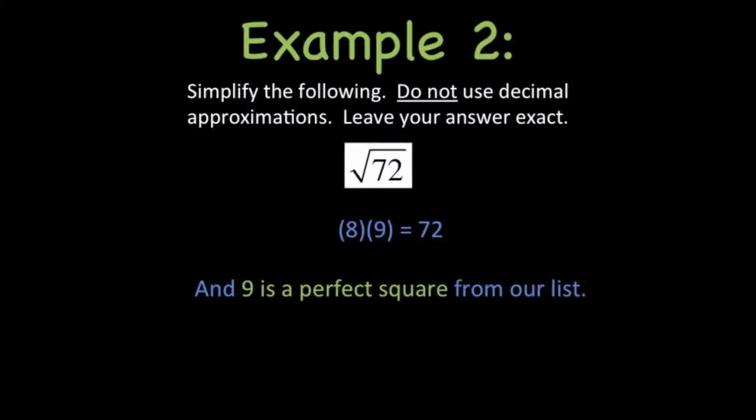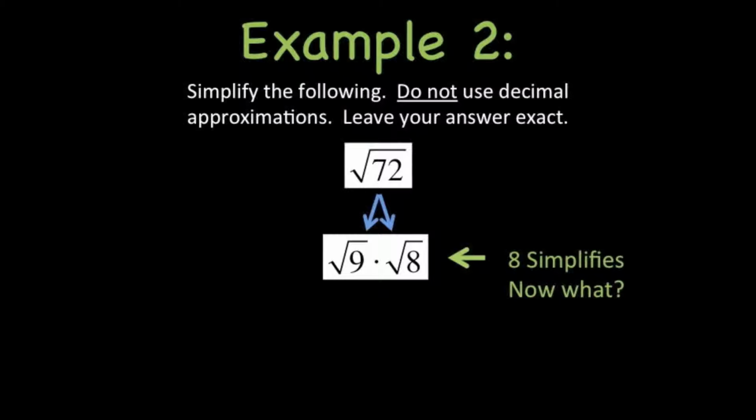But wait a minute though, and think about this. Is there a perfect square that goes into 8? Can't 8 be broken down more? Well, yes, it can, by using the perfect square of 4. 4 is a perfect square, and 4 multiplied by 2 is equal to 8. This tells us that using 9 multiplied by 8 means we did not choose the largest perfect square. So what do we do now?